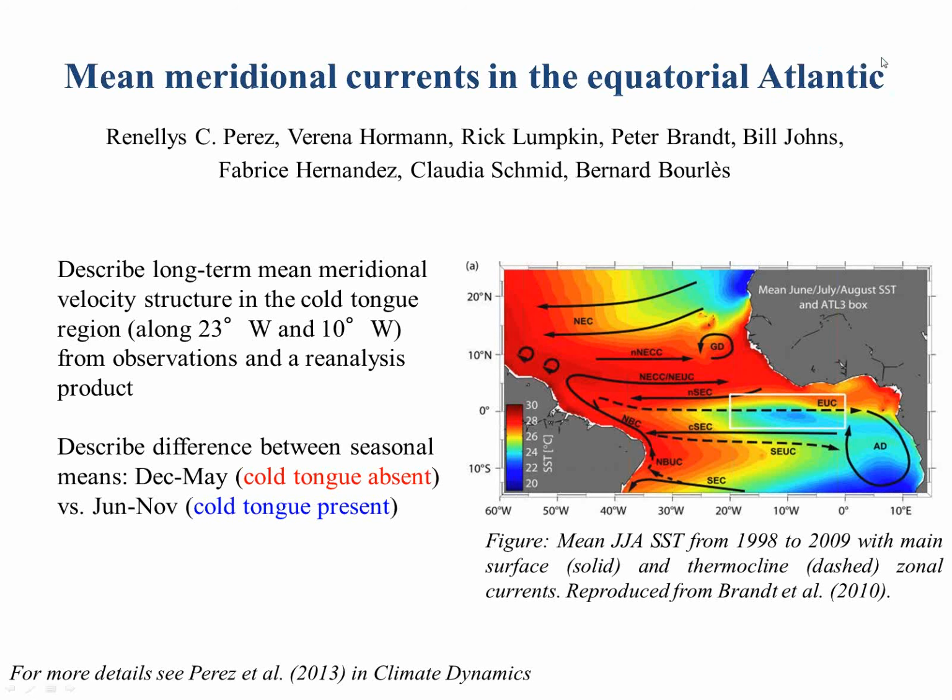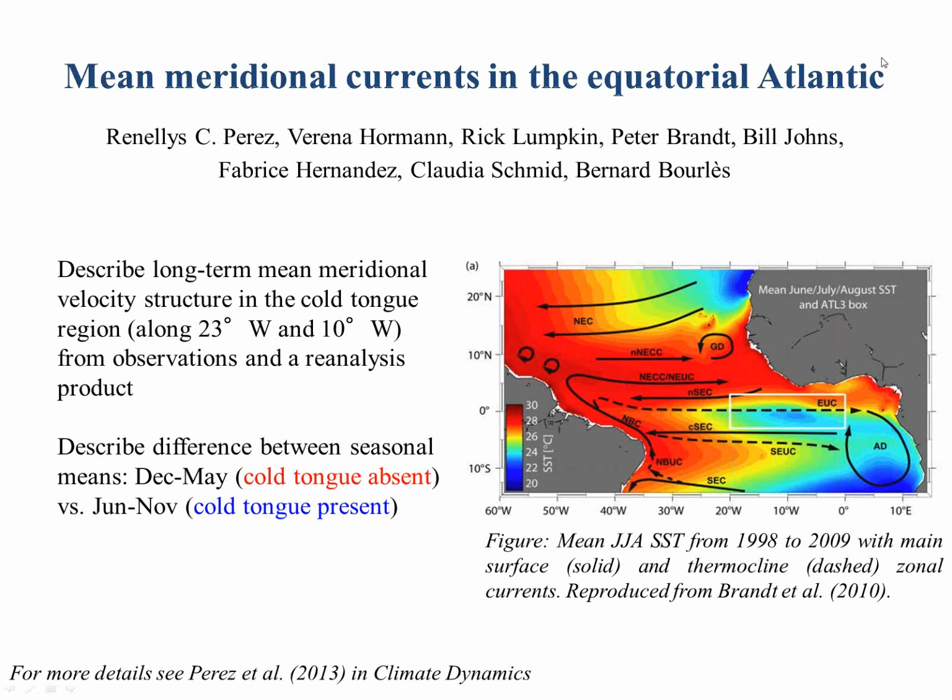I'm going to be talking to you about work that I did for a paper in Climate Dynamics, and here are all the co-authors for the paper. Basically, over the past few decades, we've learned a lot about the structure of the zonal currents, so the equatorial undercurrent and the south equatorial current in the tropical Atlantic. But with those observations, very little has been studied about the meridional flow. So what is the structure of the meridional flow?